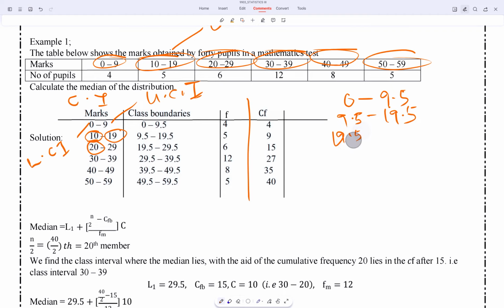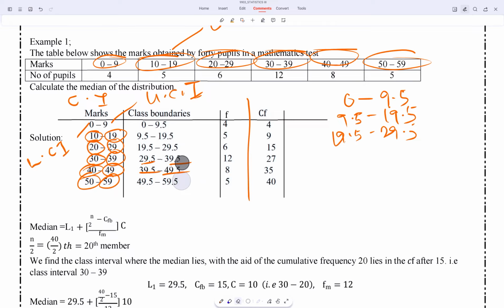19.5, to add 0.5 to 29, so this is 29.5. Do you see how they are getting that now? So subtract 0.5, that's 29, add 0.5, that's 39.5. Subtract 0.5, 39.5, add 0.5, 49.5. Subtract this, add this. Do you understand how we got that now? So that is the first major thing.